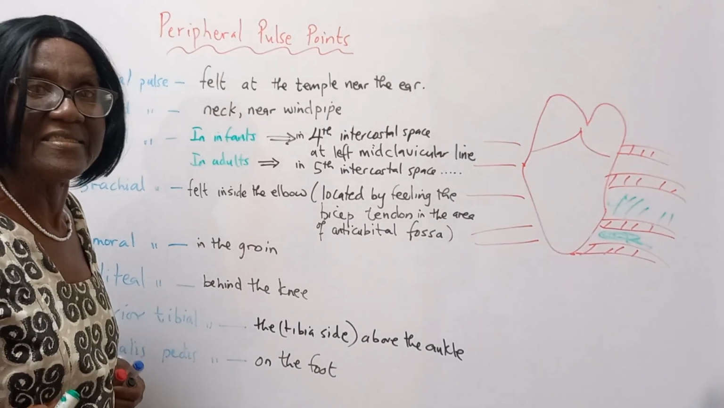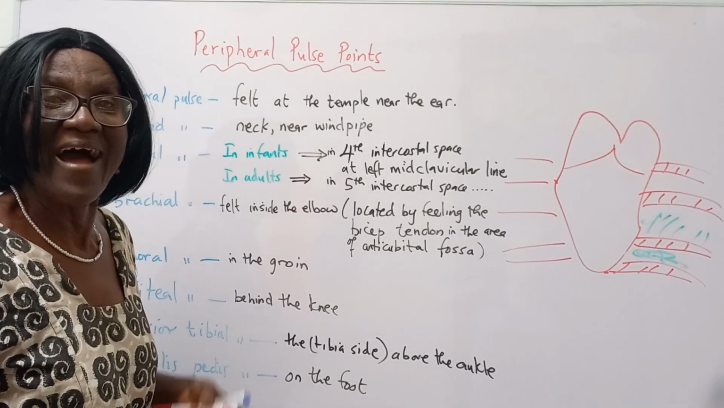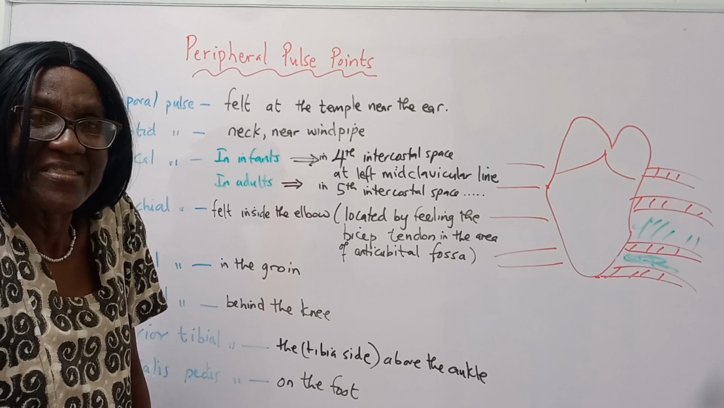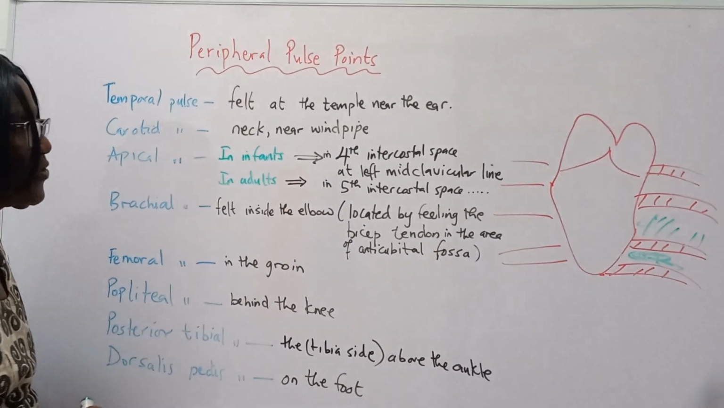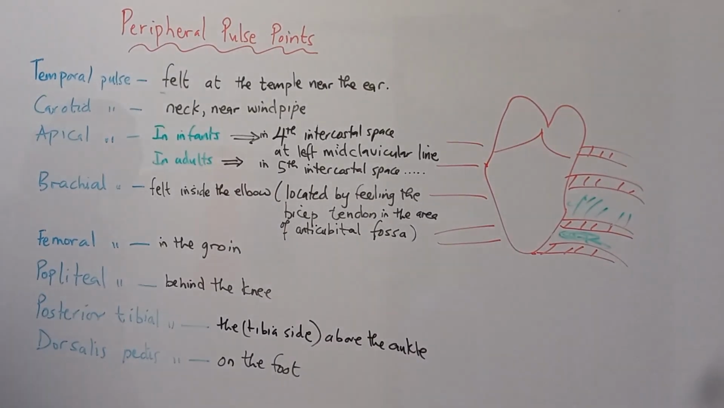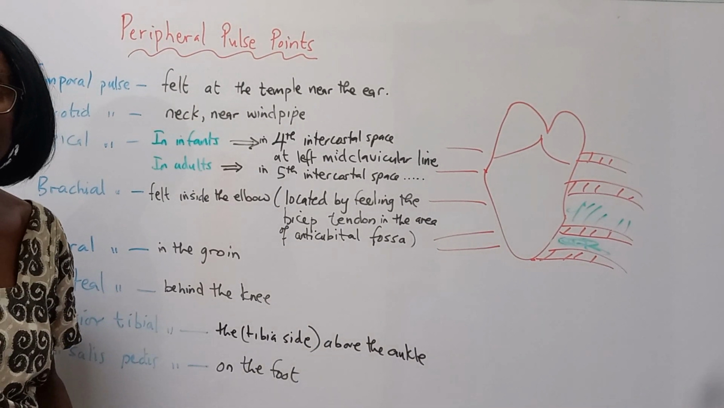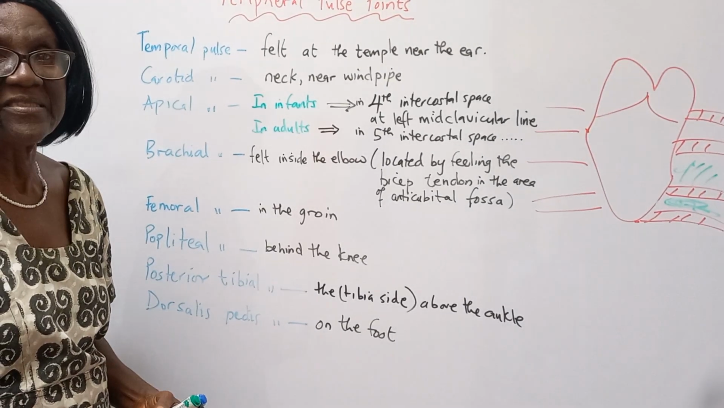Inside our bodies, pulse goes on in all areas where there are arteries, but we can feel them when the arteries are close to the surface of the skin. That is peripheral pulse points. We have two quick questions. Can pulse be felt in the veins? Yes or no? No, pulse cannot be felt in the veins.